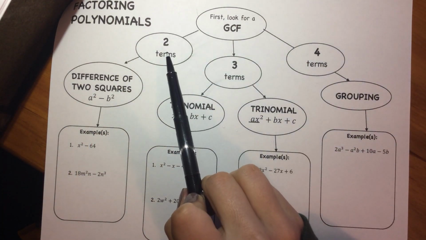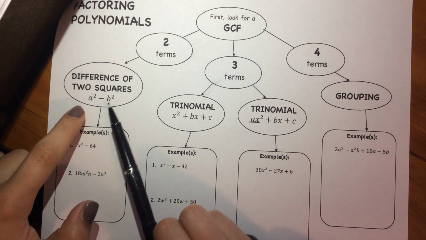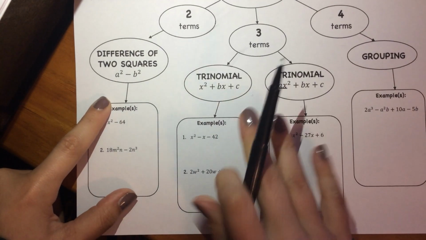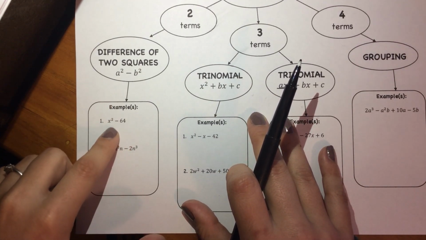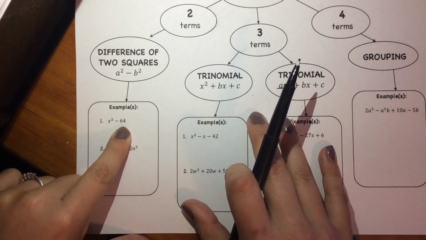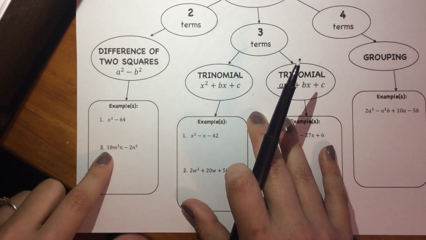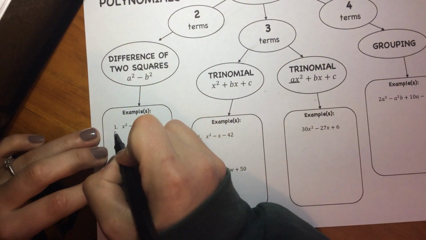So it's 2 terms, difference of 2 squares. That's when you have 1 square subtracted by another square. What does that look like? Well, the first example is x squared minus 64. x squared is a perfect square, and so is 64. Actually, before I get to the other example, let's go through this one. How do we factor this?